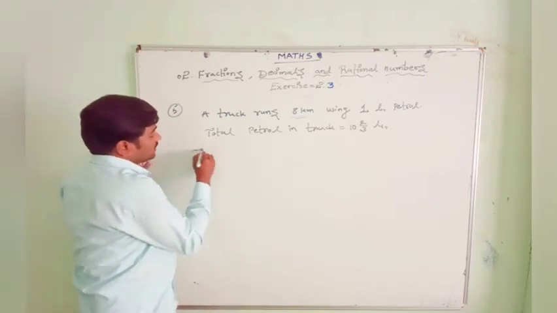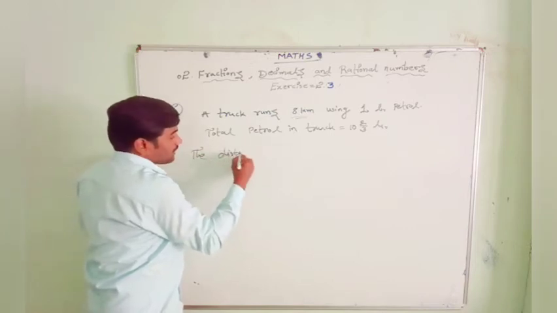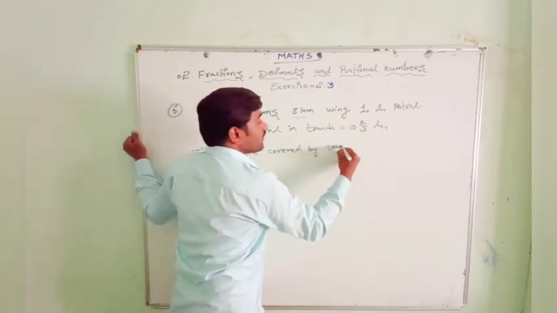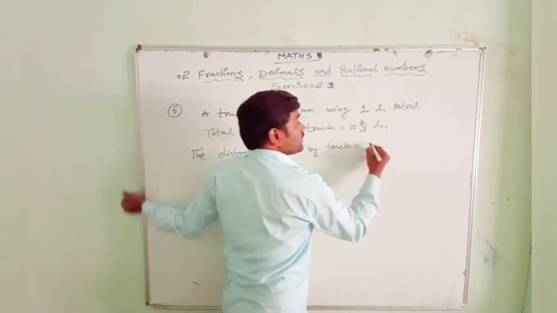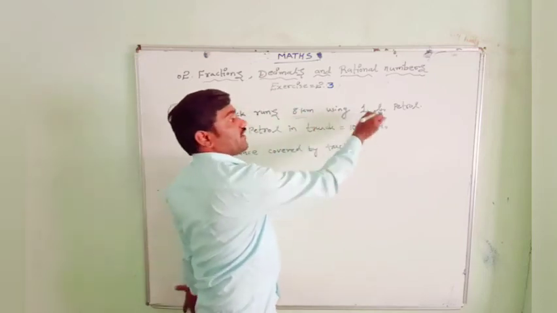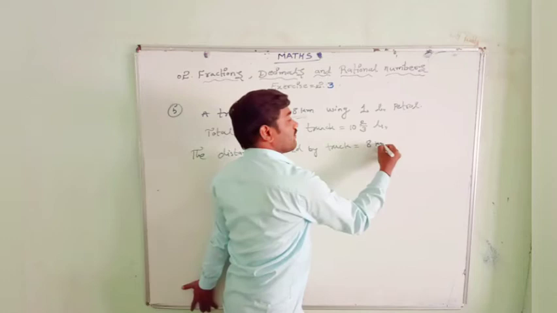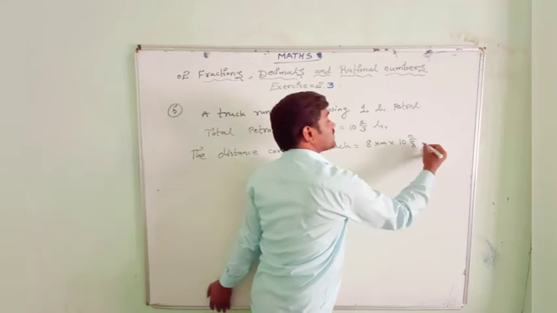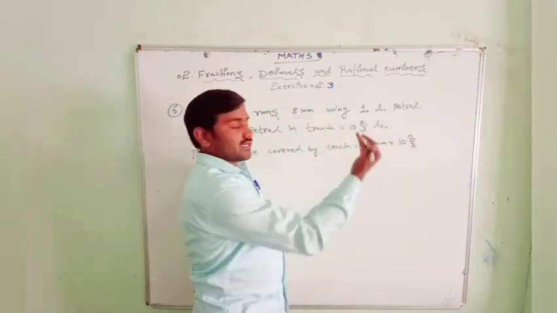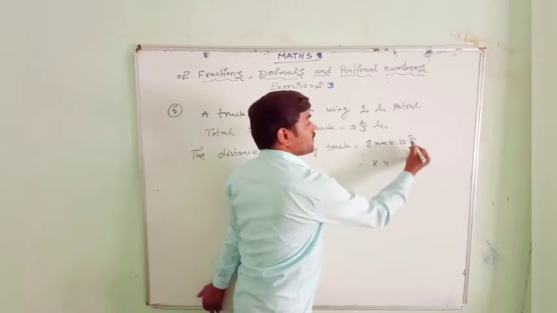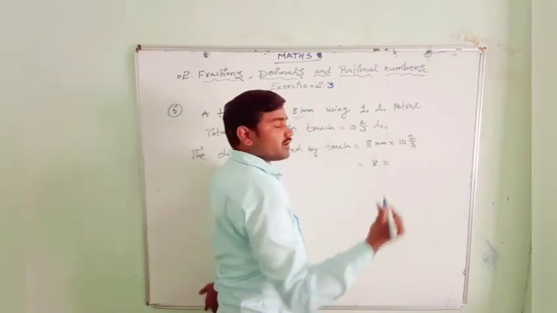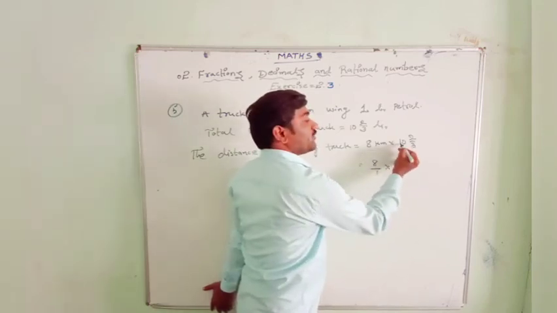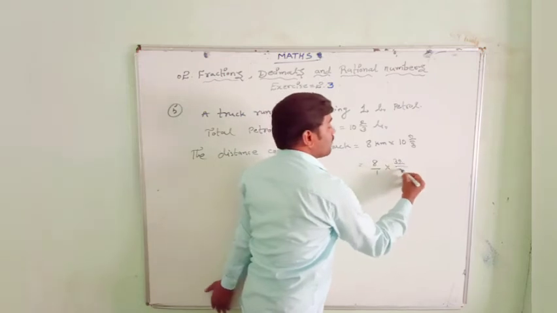The distance covered by the truck is equal to, simple, here 8 kilometers for 1 liter of petrol. But how many liters of petrol is there? 10 whole 2 by 3 liters of petrol is there. So how many kilometers will it travel? Simple. Now 8 into this 10 whole 2 by 3, we will convert into an improper fraction. This 8 we will write as 8 by 1. So 8 by 1 into 3 into 10 is 30, 30 plus 2 is 32 by 3.